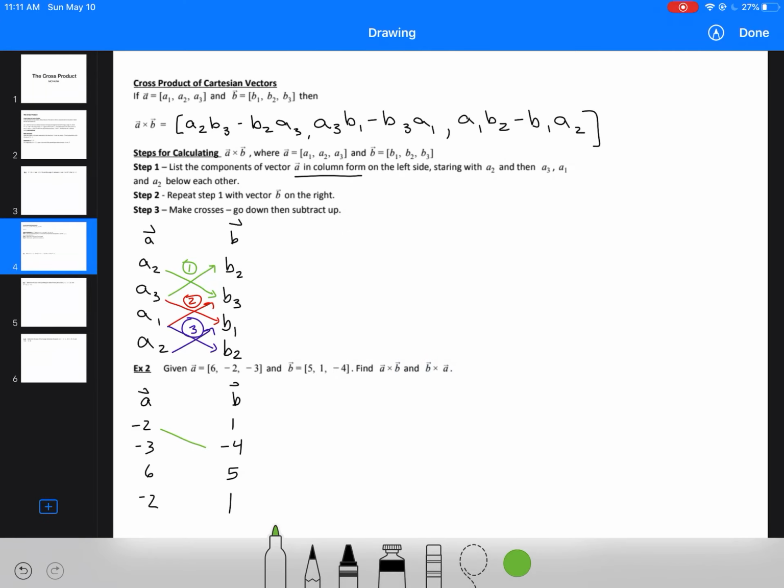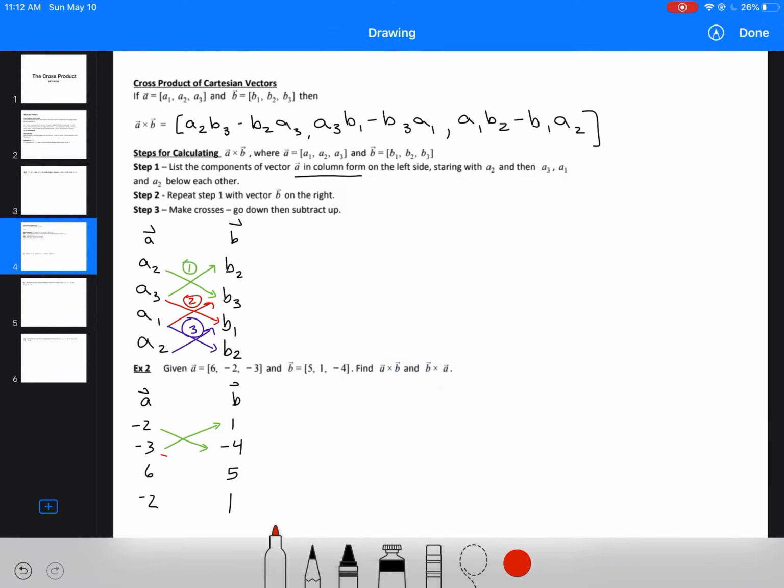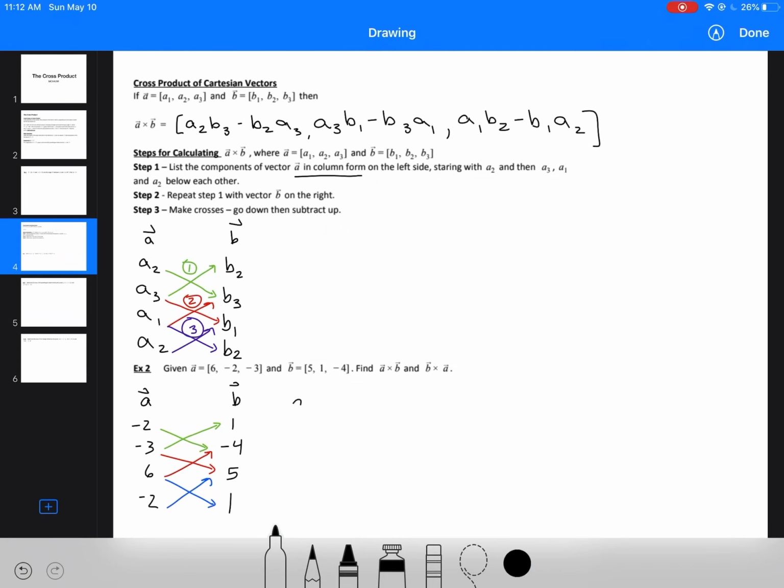So our first coordinate is 2 times minus 4, take away minus 3 times 1. Then in red, we've got minus 3 times 5, minus 6 times minus 4. And then our last one in blue, 6 times 1 minus 2 times 5. Now, it's important to make sure that you've got the correct signs, because sometimes you'll be subtracting a negative, and you want to make sure that you're subtracting the appropriate one.